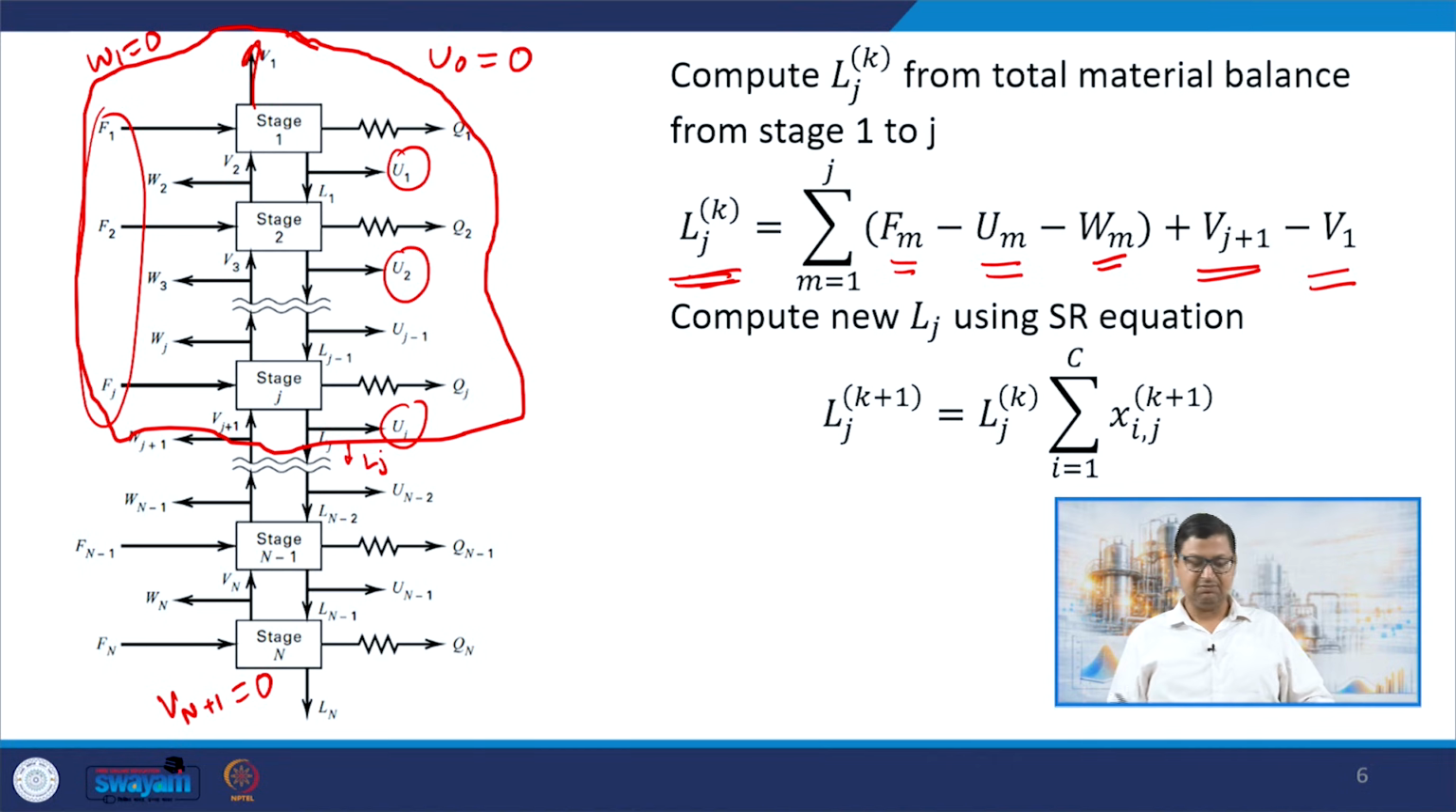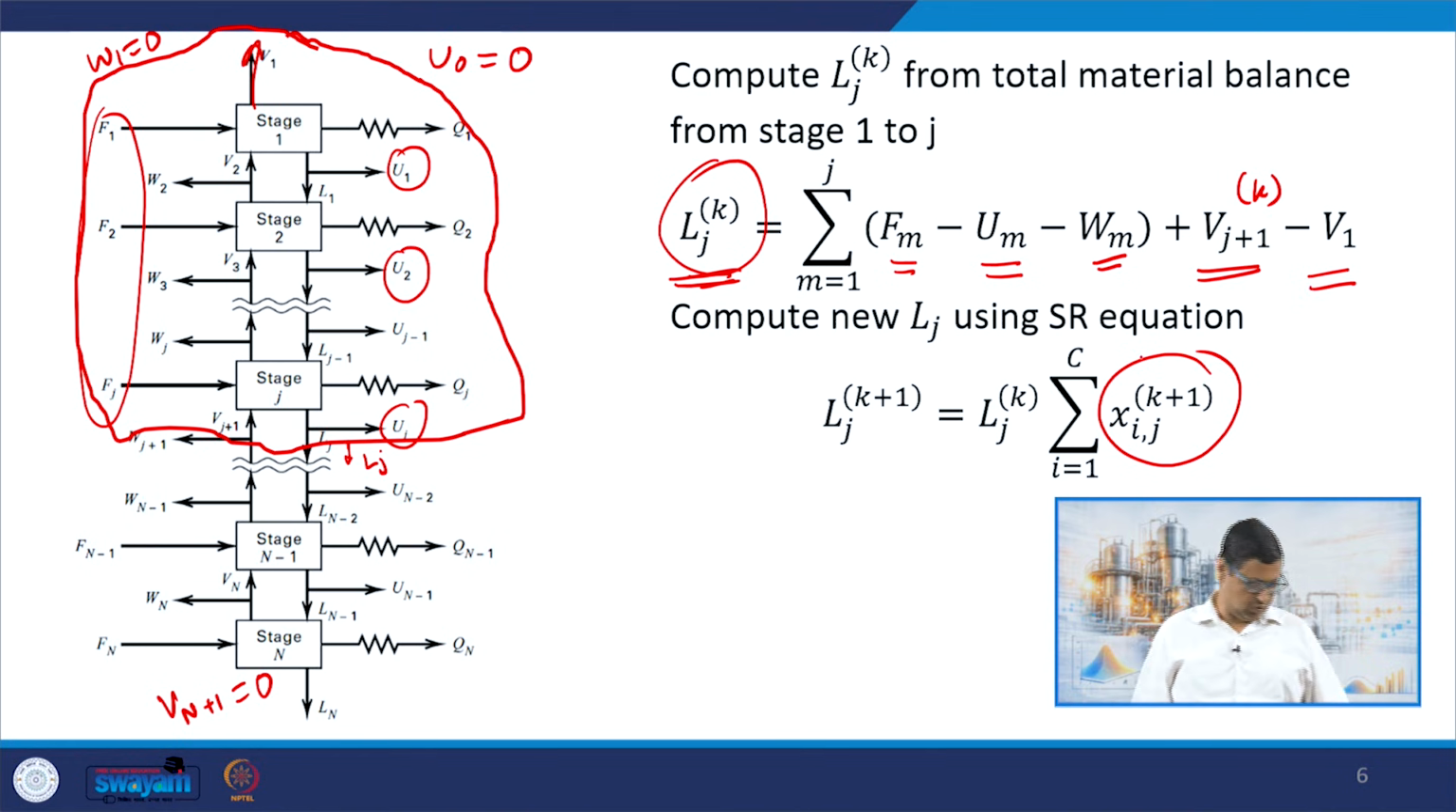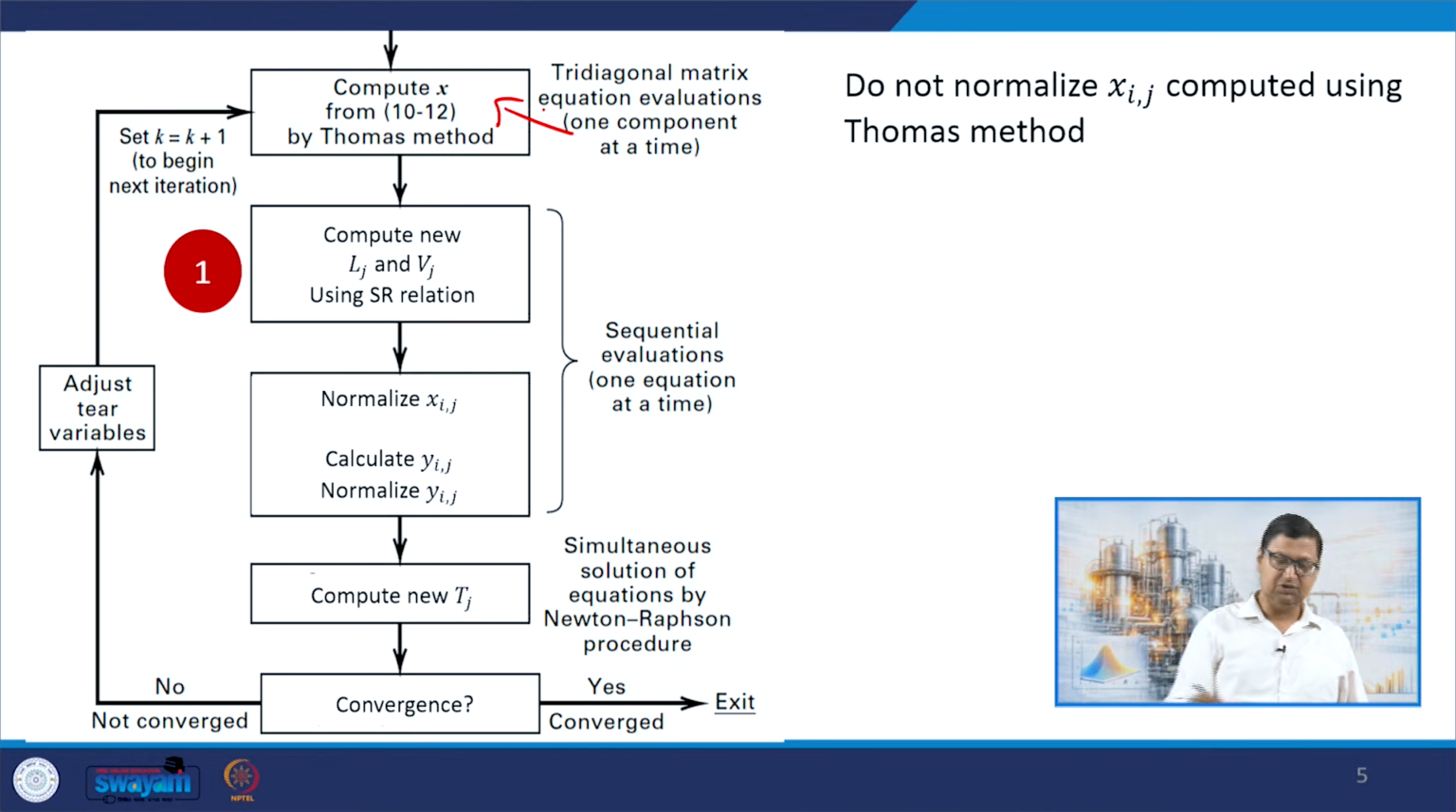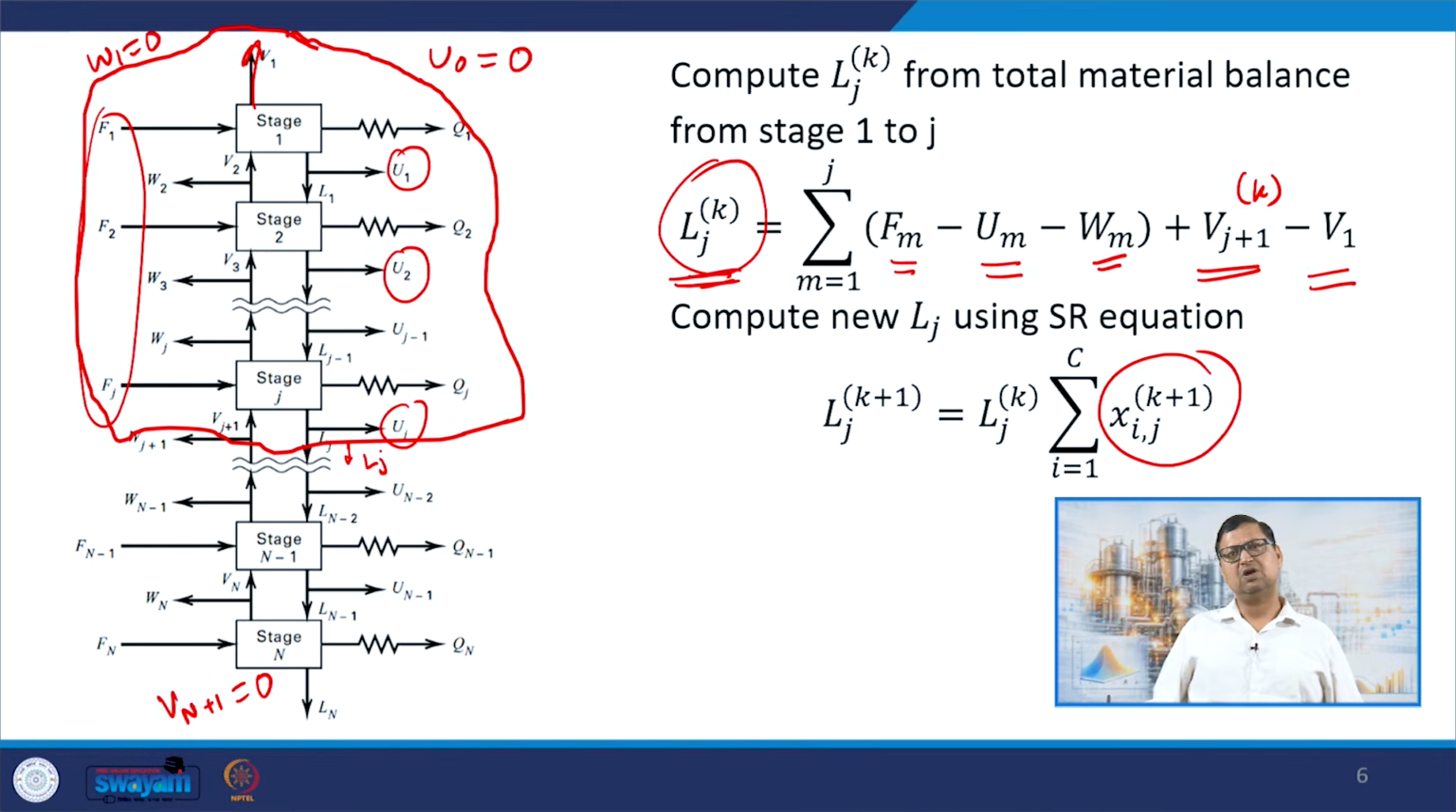So we can compute this L_j for the previous value of my V_j, and now we are going to use this sum rate equation. Since we have now evaluated the new values of x in my loop using the Thomas algorithm, these new values of x I can use to update my L_j value, right. So keep in mind that I have not normalized it. If I would have normalized it, then the summation of mole fractions should be equal to 1, right. But since I have not normalized it, and keeping in mind that x_ij are not the final correct values, they are what I get from the Thomas method.